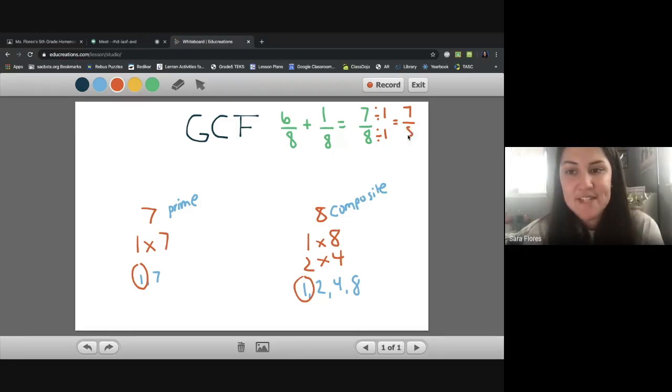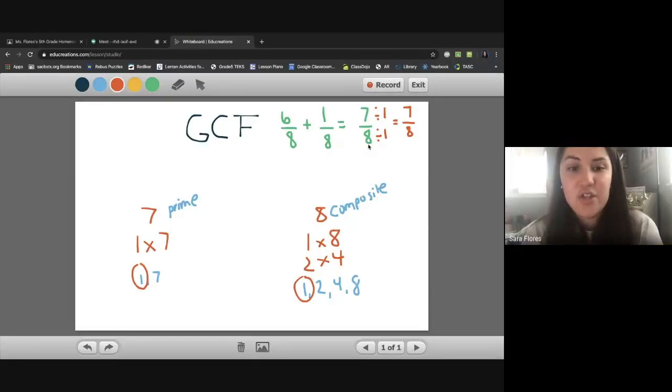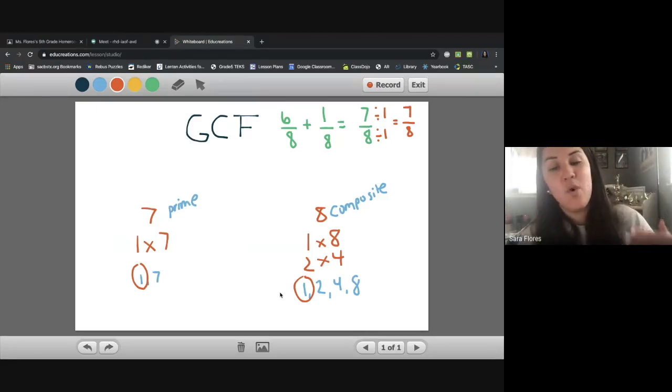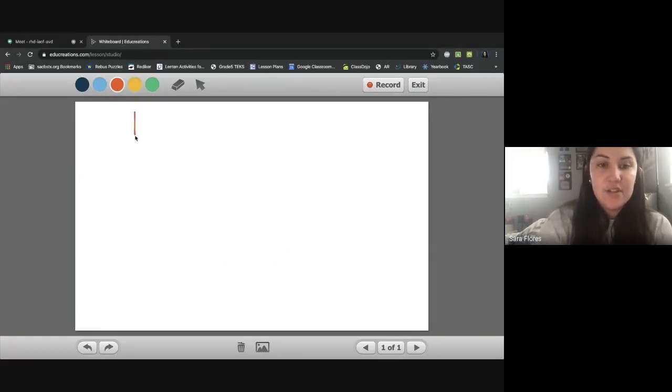So was it safe to say that the fraction was already in its lowest terms? Yes. So when your greatest common factor is 1, that means your fraction was already in its lowest terms. I'm going to do one where 1 is not the greatest common factor so you can see how we do it differently. So I'm going to have 1/8 plus 1/8. Who can add that for me?